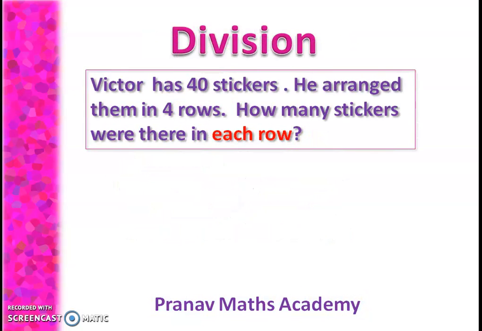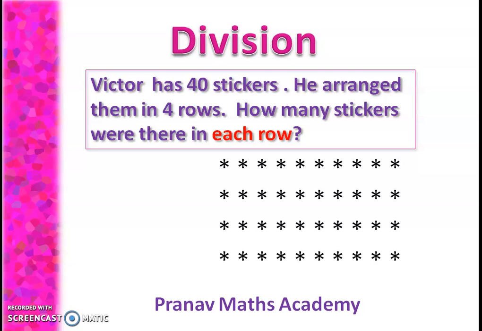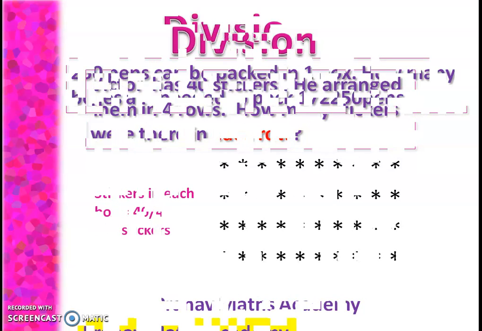Division. Victor has 40 stickers. He arranged them in 4 rows. How many stickers were there in each row? Here the keyword each row indicates it is of division type. You can draw a diagram also. 40 stickers divided by 4 rows, that is equal to 10 stickers per row.